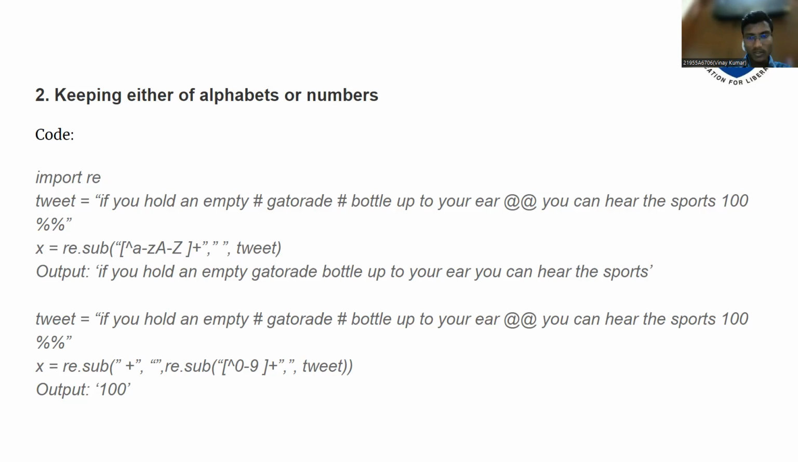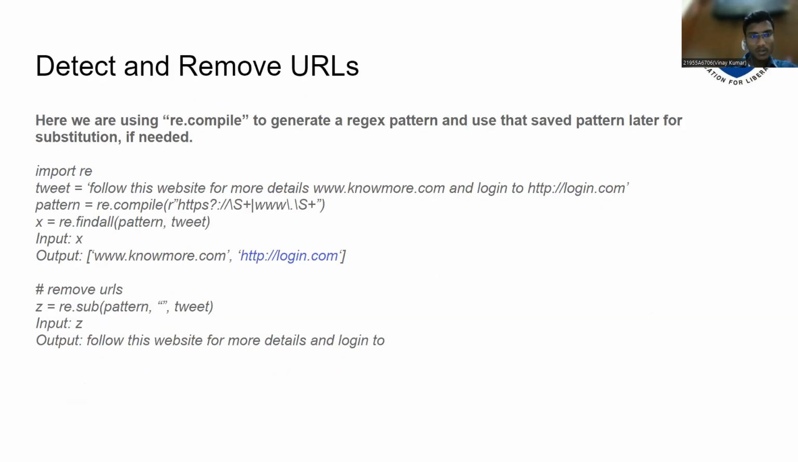After I got that output, in the next method I'm doing the same thing, but instead I'm just checking the numerical part of the data. I'm just taking 0 to 9, which is the regular expression for taking the numerical part from the tweet. So I got the output as 100, which in the whole string is the only numerical part. So it is only considering the 100 as a numerical part and outputting it.